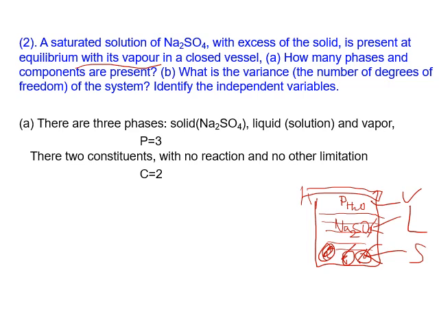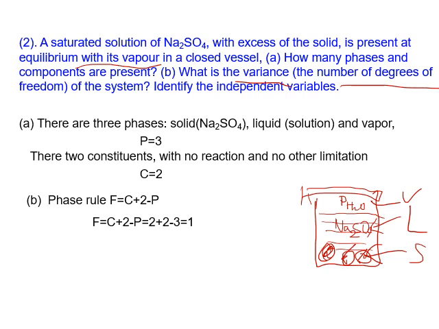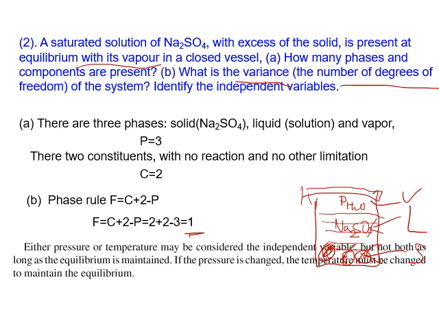So what is the degree of freedom? Variance also means the number of degrees of freedom. According to the phase rule, it should be C plus 2 minus P. C is 2, minus 3, plus 2, that gives you 1. Only 1 degree of freedom. This independent variable can be temperature or pressure, but cannot be both because you only have 1 degree of freedom. If you change temperature, then the vapor pressure can be calculated. Or if you know pressure, then the temperature can also be calculated. So only 1 degree of freedom.